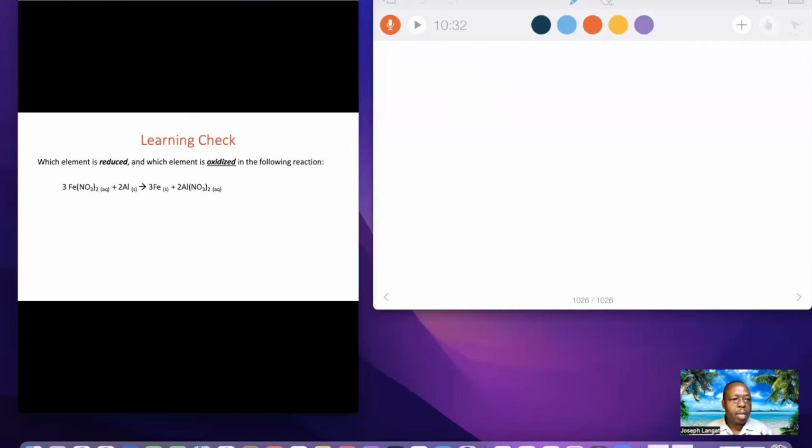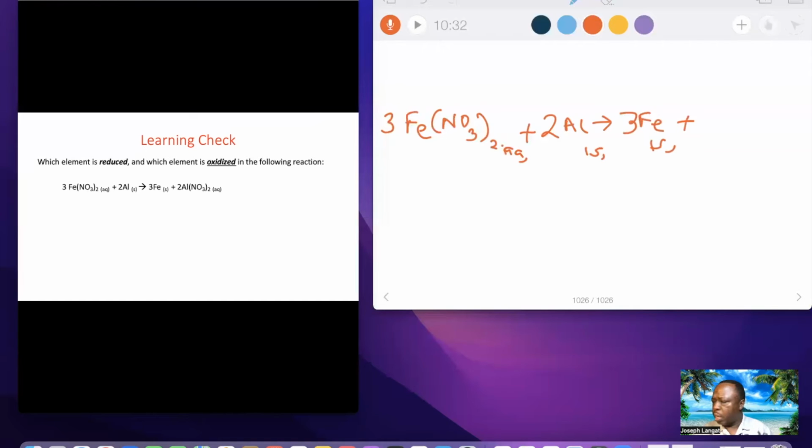Let me just write the equation here. It is 3 moles of iron(II) nitrate, this is aqueous here, plus 2 moles of Al, this is solid, going to 3 moles of iron, solid, plus 2 moles of aluminum nitrate. 3 there, 2, and this is aqueous.